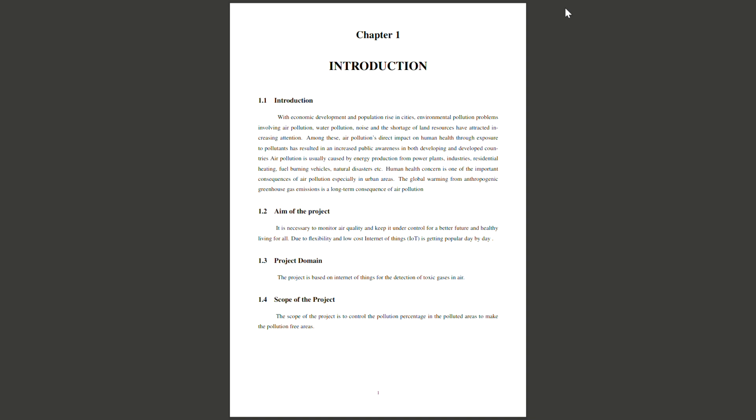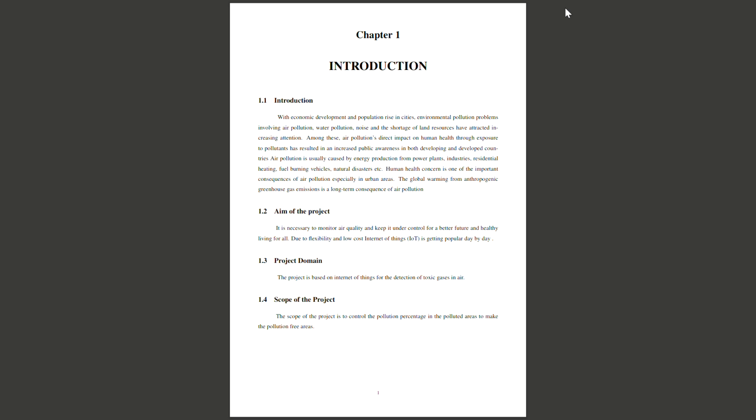The introduction. With economic development and population rise in cities, environmental pollution problems involving air pollution, water pollution, noise, and the shortage of land resources have attracted increasing attention. Among these, air pollution's direct impact on humans' health through exposure to pollutants has resulted in increased public awareness in both developing and developed countries as well.